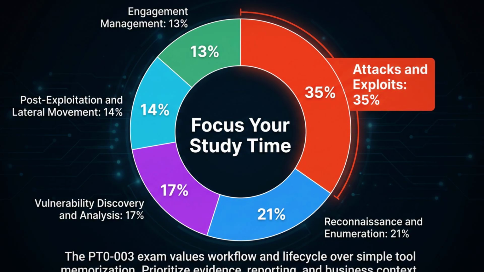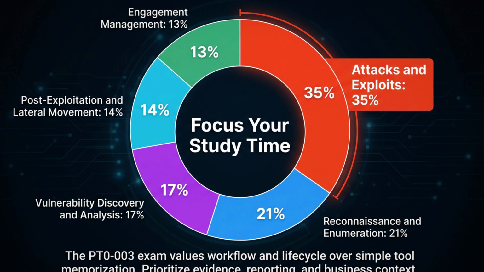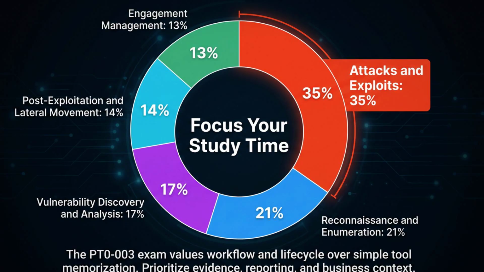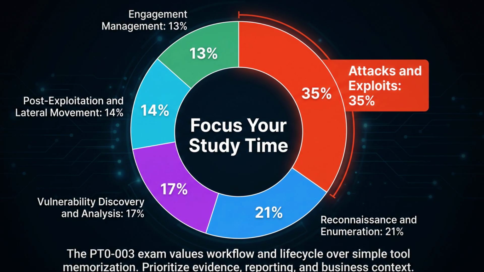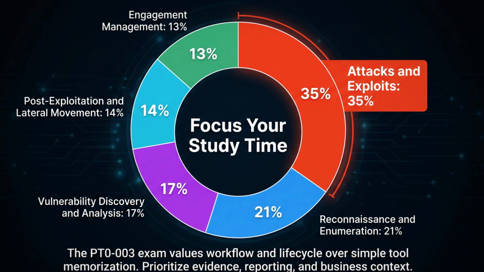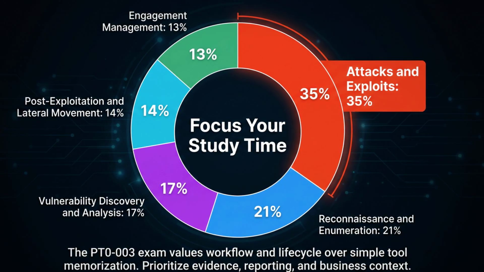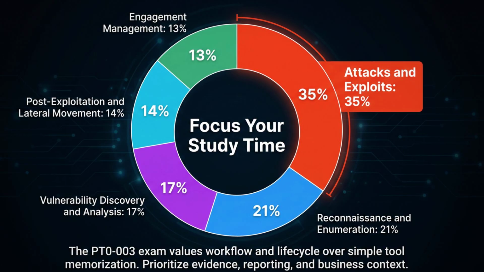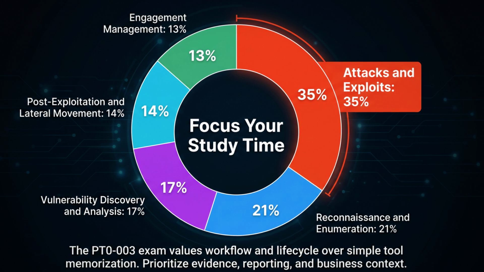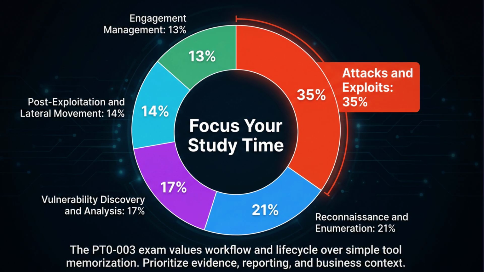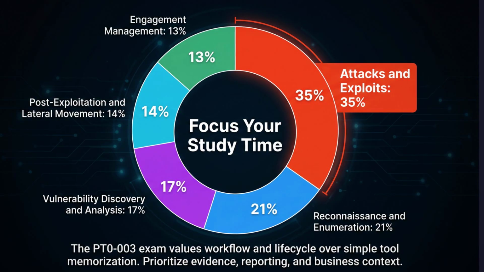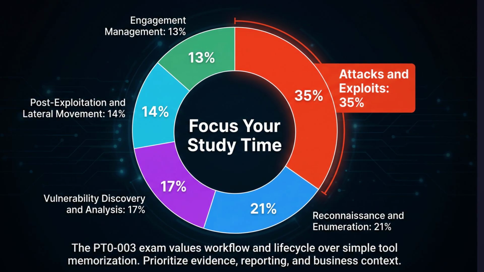The attacks and exploits domain is the largest by far, making up 35% of the exam. This is where you should concentrate the most effort. The second largest domain is reconnaissance and enumeration at 21%. The remaining domains, vulnerability discovery, post-exploitation, and engagement management, are smaller but still critical. Prioritizing your study plan based on these weights is essential for efficient and effective preparation.